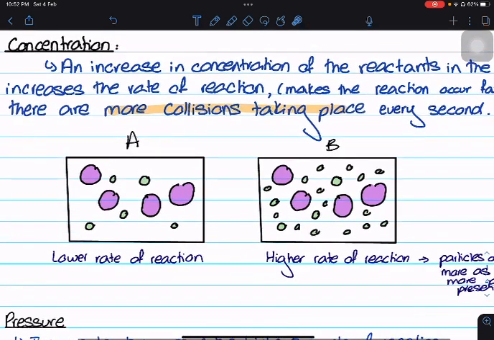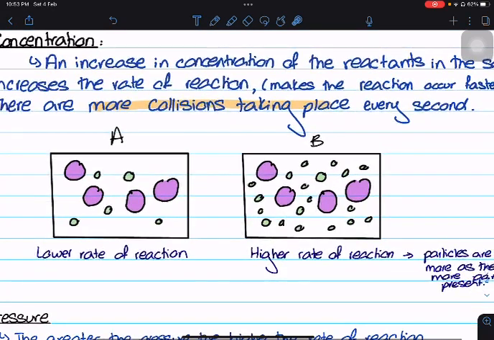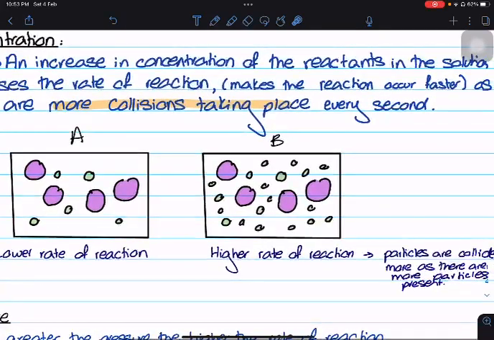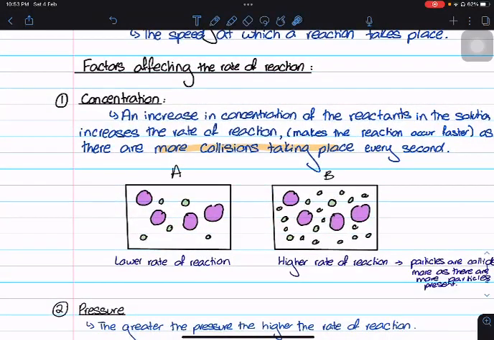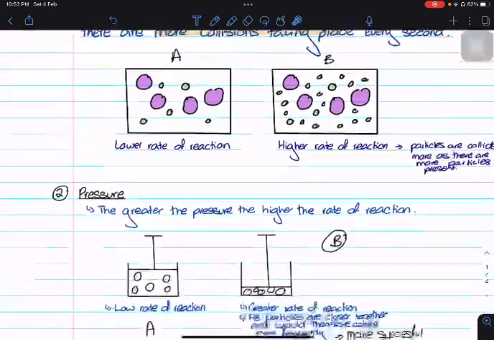Now, if we increase the concentration of reactant number two, the rate of reaction would be greater because more particles are present in reaction B. Therefore, there would be greater collisions which would take place, and there would be a higher rate of successful collisions, therefore increasing the rate of reaction.